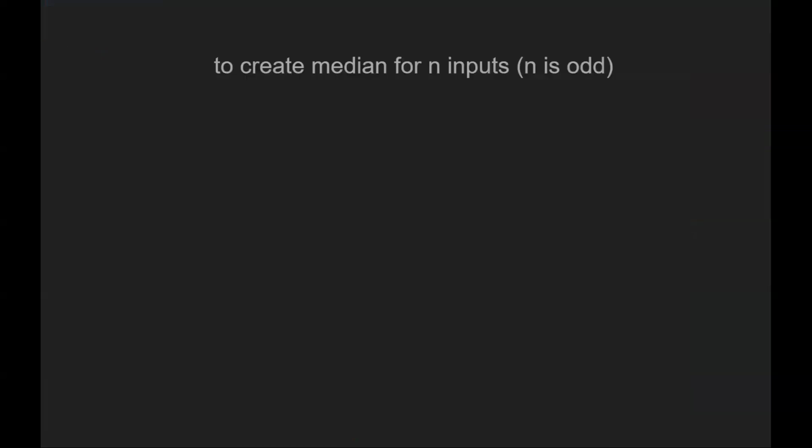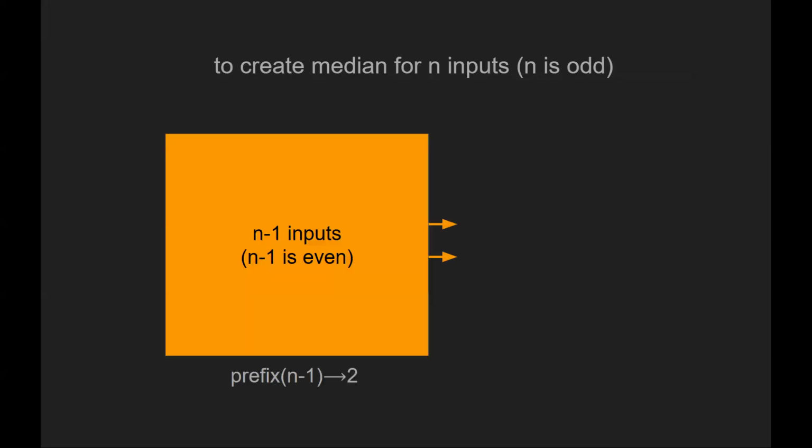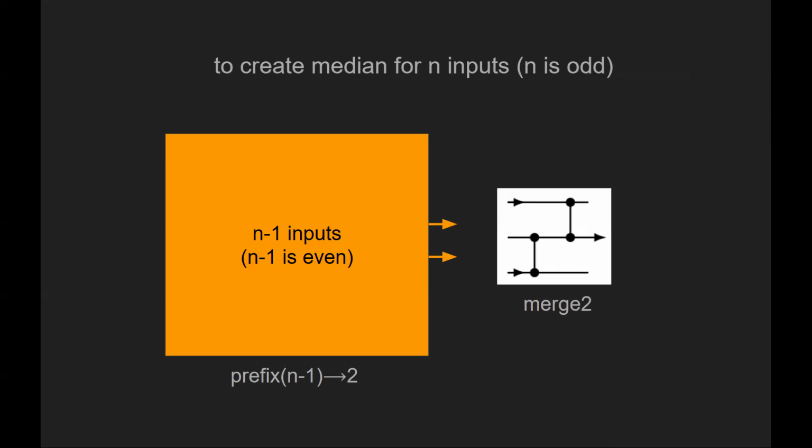Okay, that's great. So this recipe is this: to create a median for n inputs when n is odd, we find the median of 2 medians of n minus 1 inputs. N minus 1 is even. I call this the prefix of n minus 1 to 2, and then we add this little merge network that I call merge 2, because I have 2 sorted inputs and I merge them into 1 sorted output.